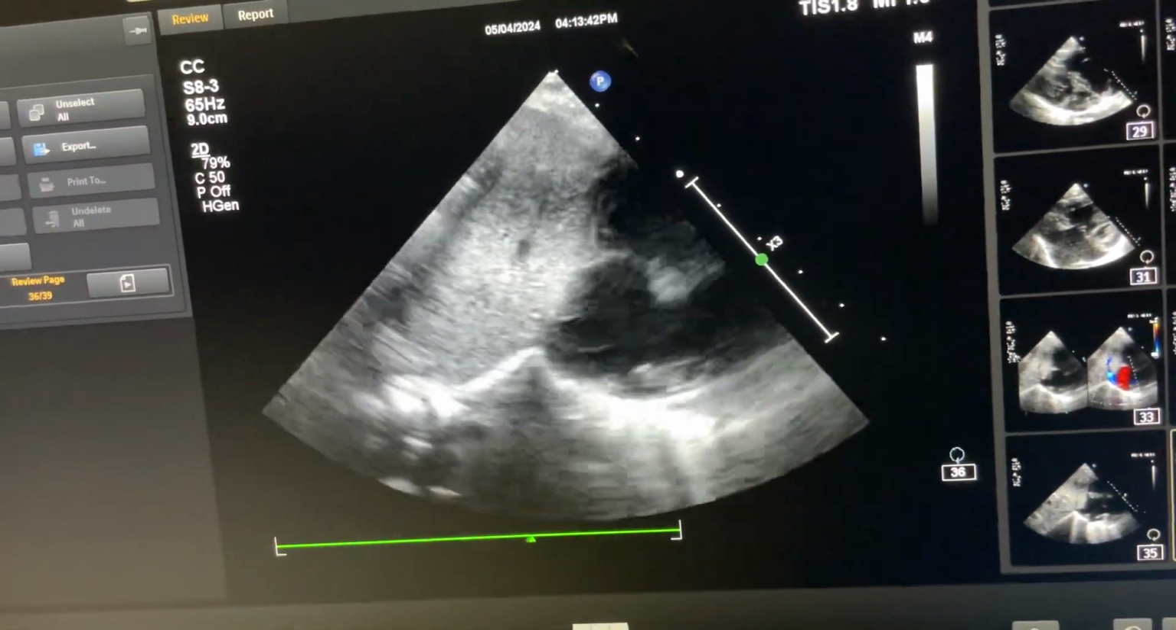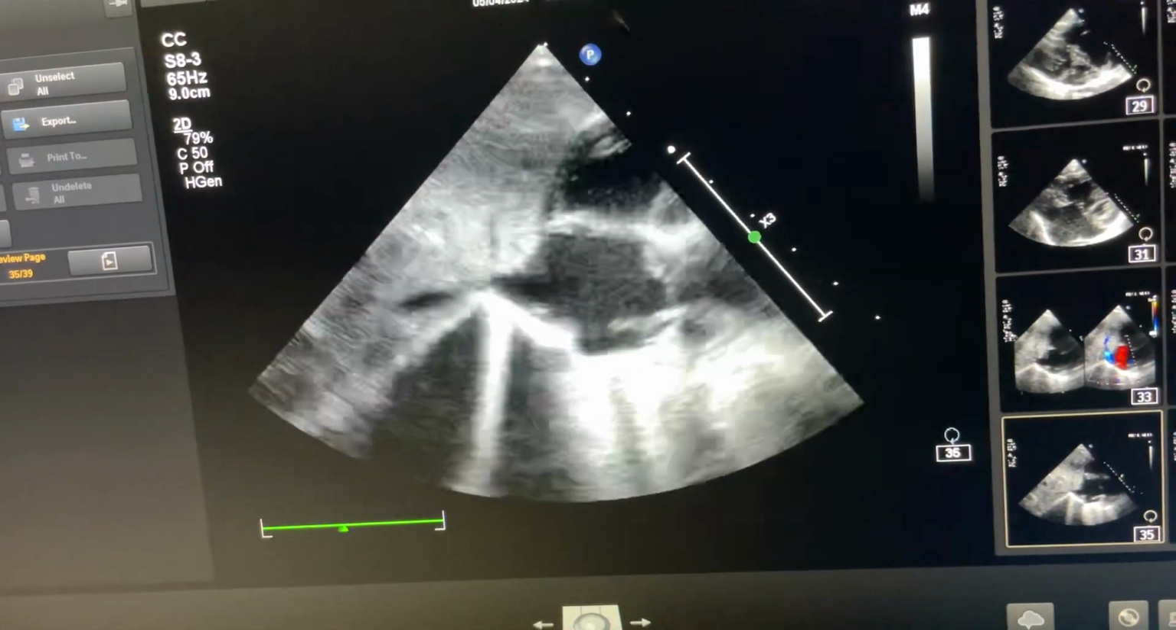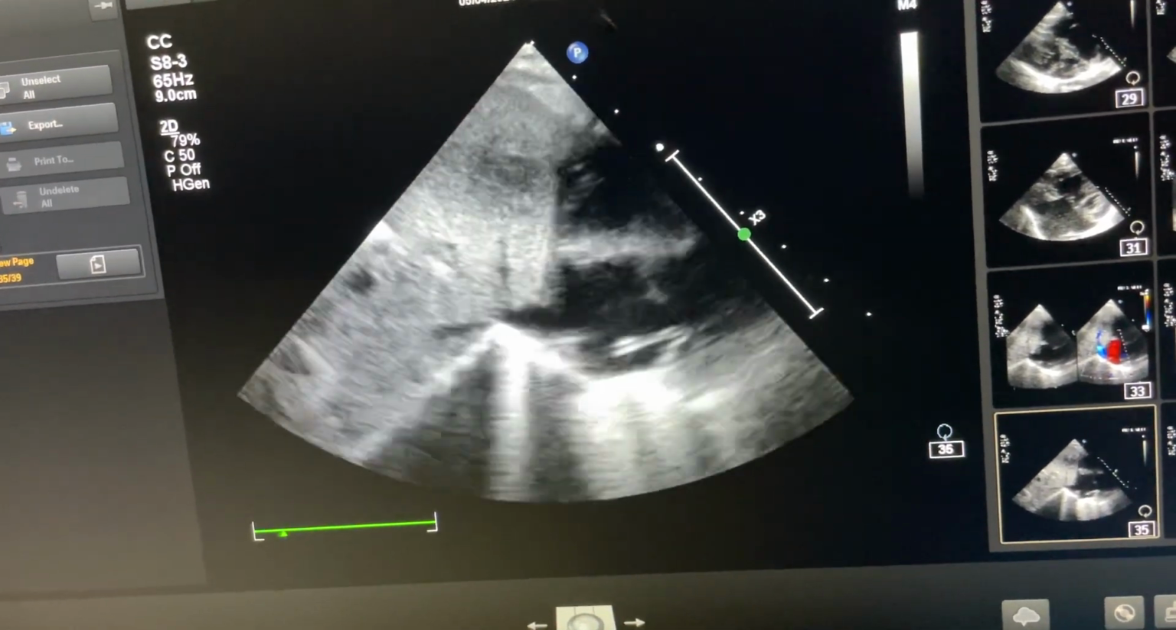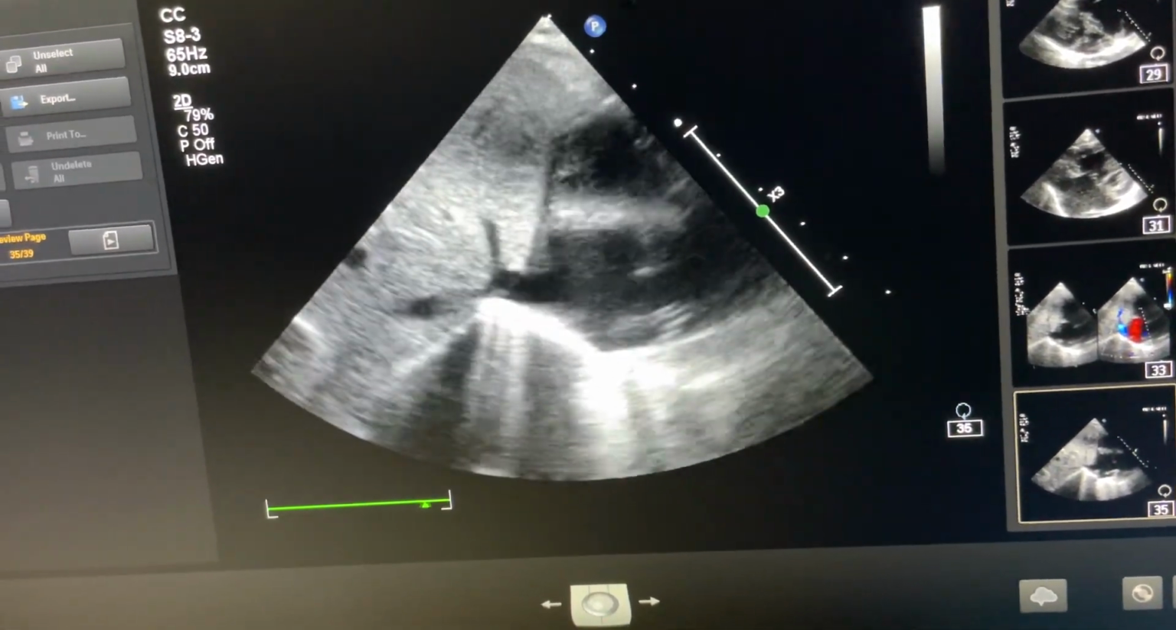So this is the very rare variety of ASD that has IVC type sinus venosus ASD of IVC type.